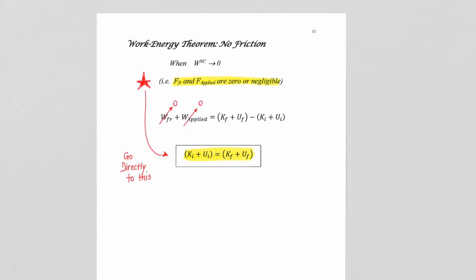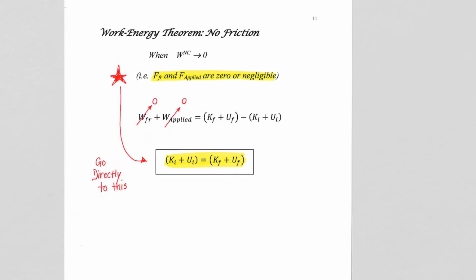What happens is you lose the whole left side of the equal sign. So when friction and applied forces are 0 or negligible, and it can't be iffy, you have to explicitly be told within the question whether they are 0 or negligible, the left-hand side then goes to 0. We have kinetic plus potential final minus kinetic plus potential initial equals 0. And if we rearrange that, we get kinetic plus potential initial has to equal kinetic plus potential final. Conservation of energy, whatever was ever there initially, has to be there finally. No friction, no energy losses.